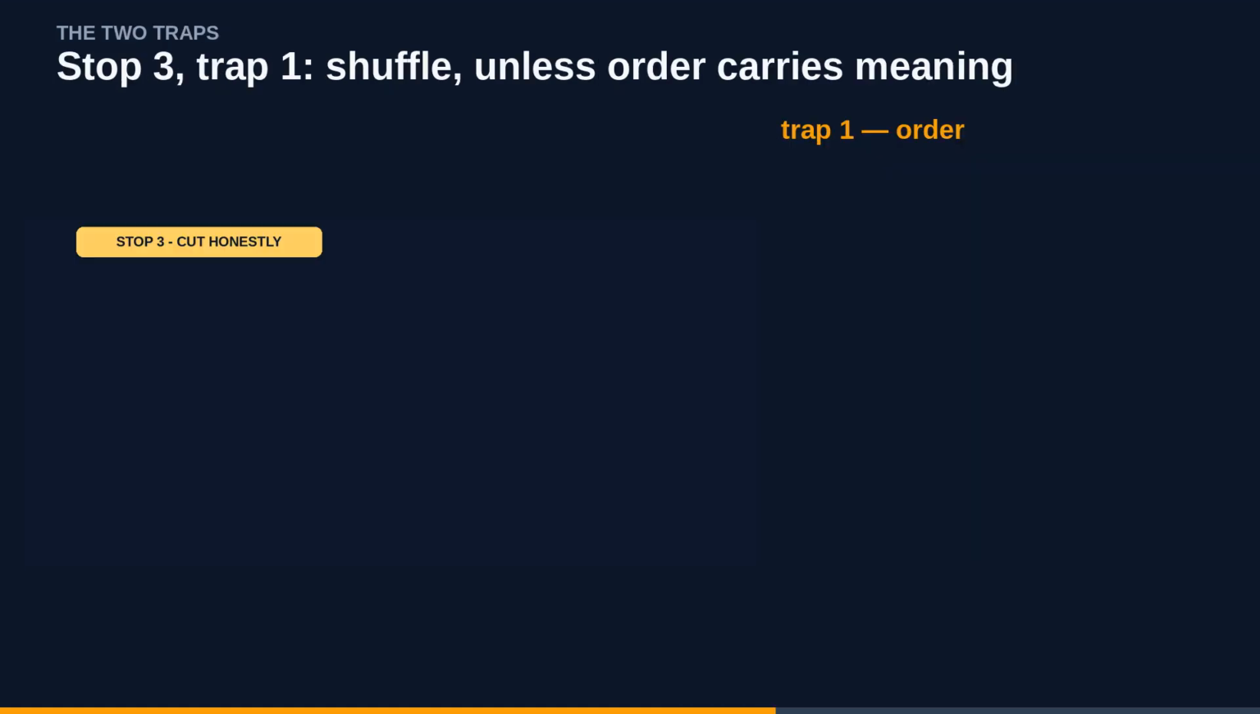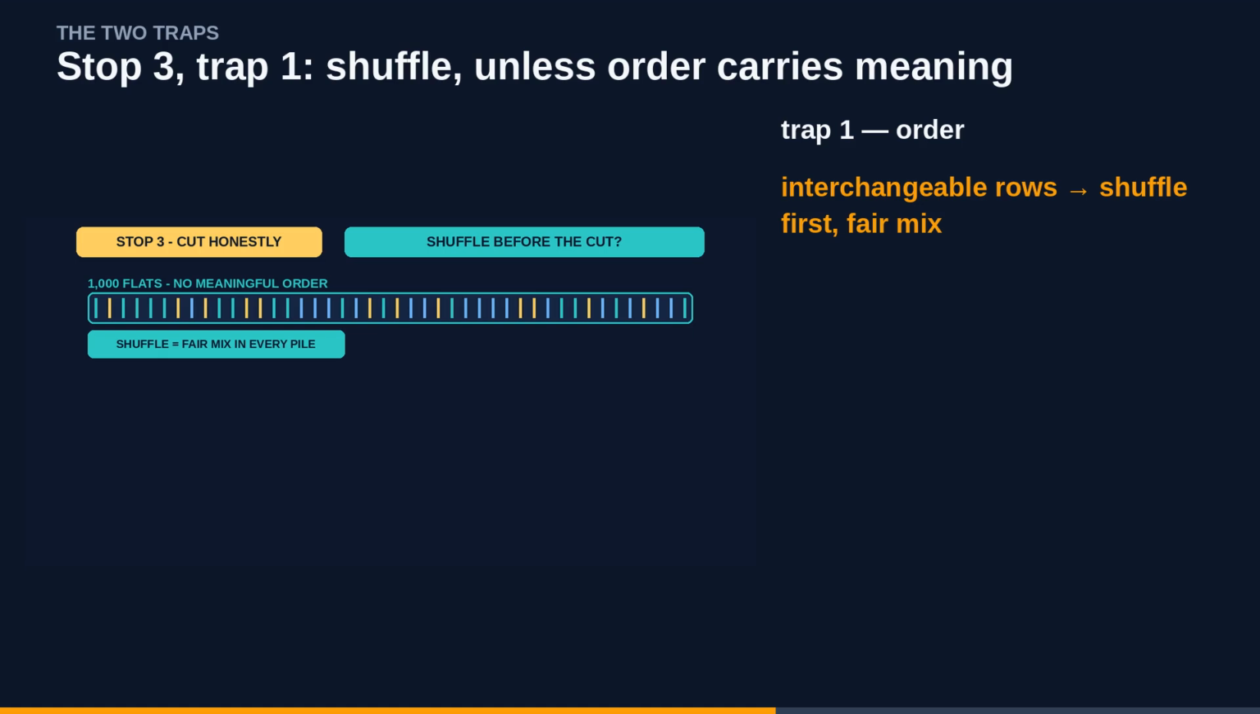Stop 3, 2 traps that break the cut quietly. Trap 1 is about order. Before you cut, ask, should the rows be shuffled first? If your rows are interchangeable, 1,000 flats in no meaningful order, then yes, shuffle, so each pile gets a fair random mix rather than, say, one entire neighborhood in the test pile.